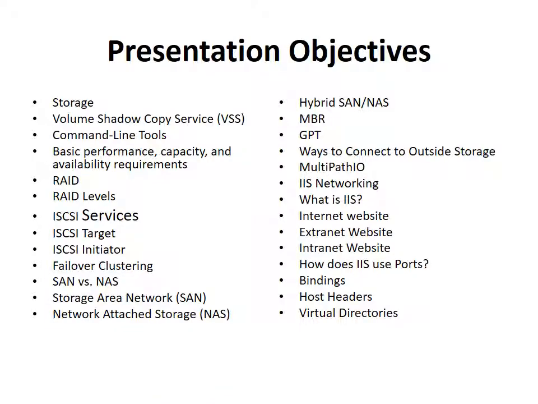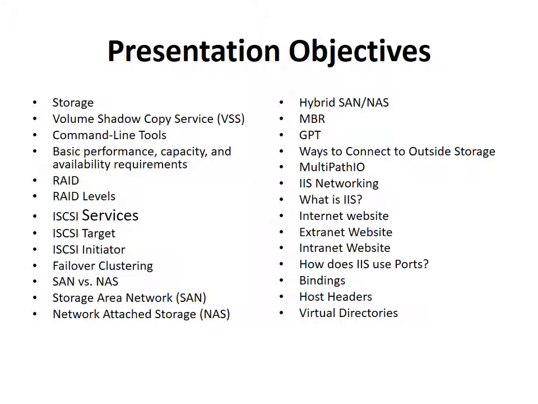So we covered a lot of topics. Let's just recap really quick here. A large part of what we talked about in this video lecture was storage. We discussed the volume shadow copy service and how you could use that to create some resiliency for your files. We looked at some of the command line tools that you can use for managing storage on your system. We went over the different aspects of storage and how to evaluate those, looking at performance, capacity, and availability requirements. We talked about RAID and the various RAID levels. We went over iSCSI services and discussed the difference between a target and an initiator.